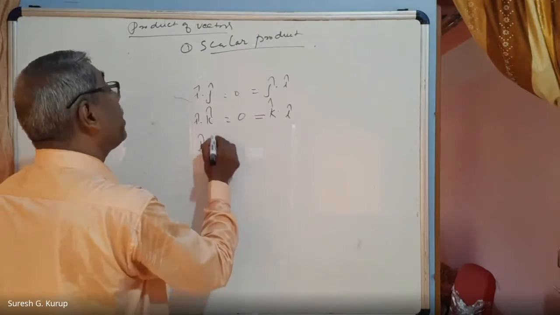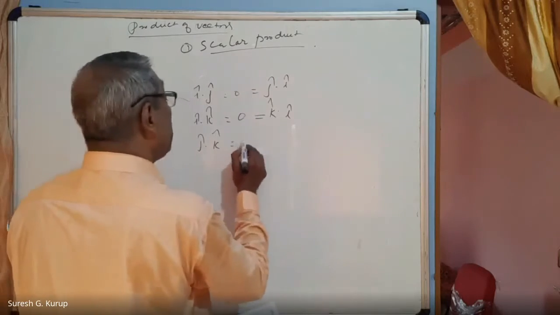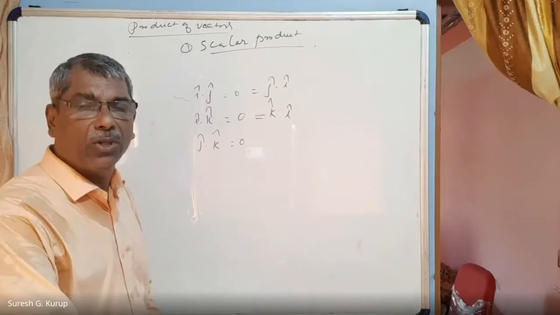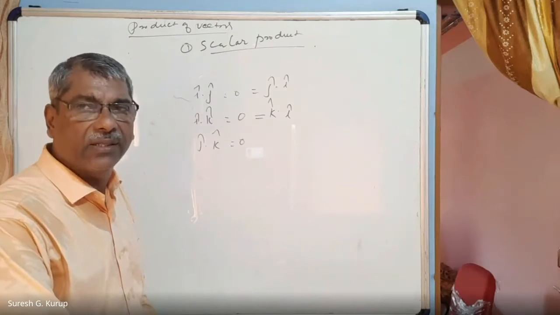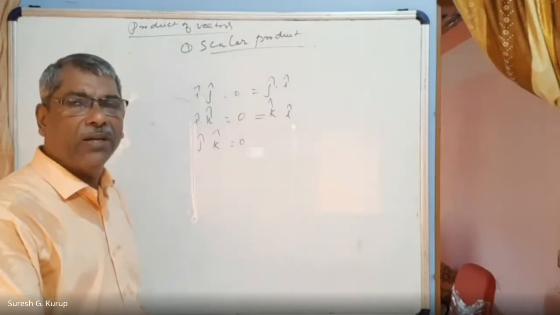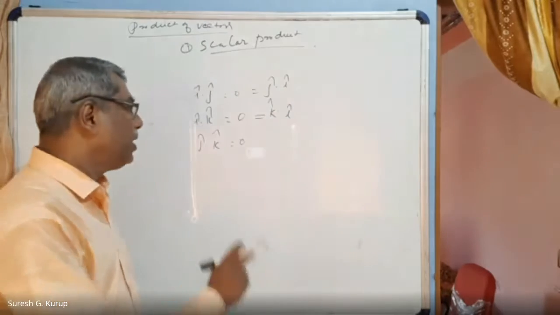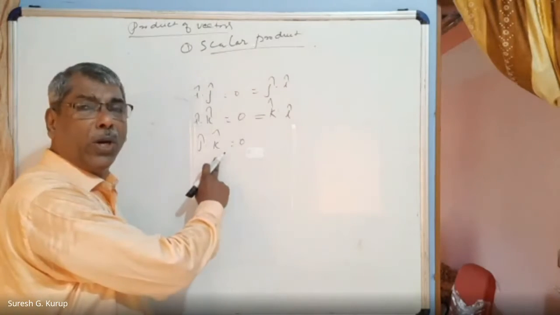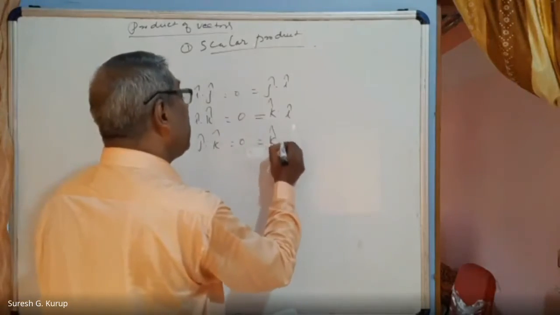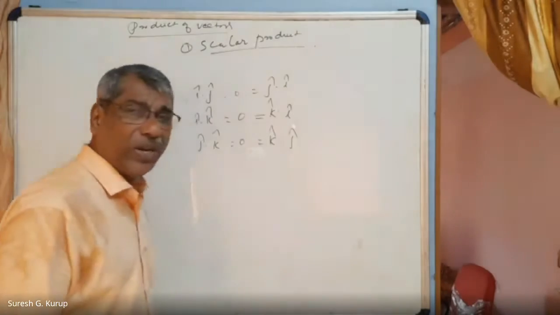Again, j dot k. j dot k also equals 0 because j is a unit vector along the y-axis, k is a unit vector along the z-axis. Right? The y-axis and z-axis are perpendicular. The angle theta is equal to 90 degrees. Then the product is equal to 1 into cos 90 is equal to 0. This is the same as k dot j also we can write.